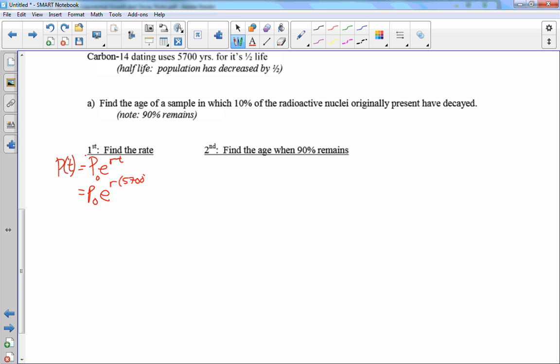5700. Now, P of T is the population over time. At the half-life, it would be half of the initial population. If you use C's instead of those P's, it will do the same thing. So those P naughts cancel out. Even though there are two things we don't know, the P naughts cancel out so that we only have one variable that we don't know now.